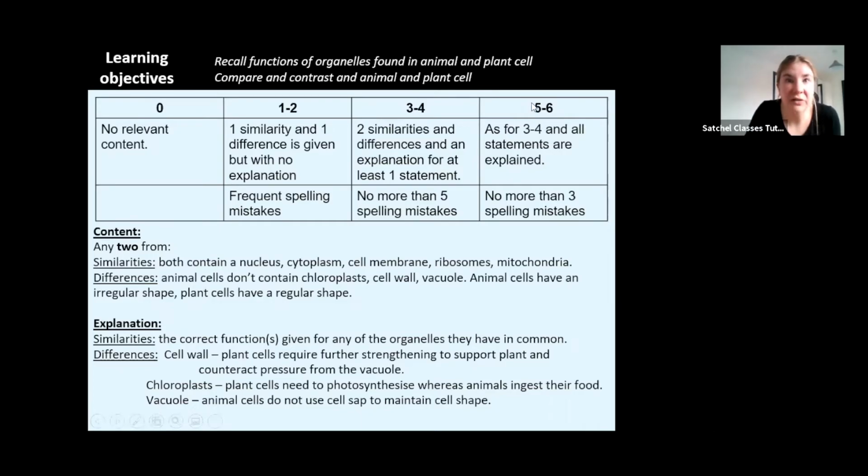What gets you the 5 and the 6, what gets you the extra marks, guys, is the explanation. For example, a plant cell has chloroplasts because they need to photosynthesize. Or a plant cell has a cell wall because plants require further strengthening and support. So this is the really, really top marks. Again, if you didn't actually get these points, that's absolutely fine. What I suggest is writing them down and using them in your revision so you can remember for next time.